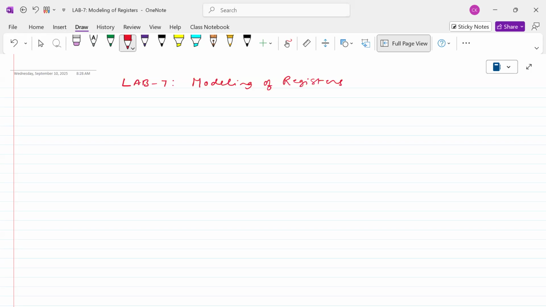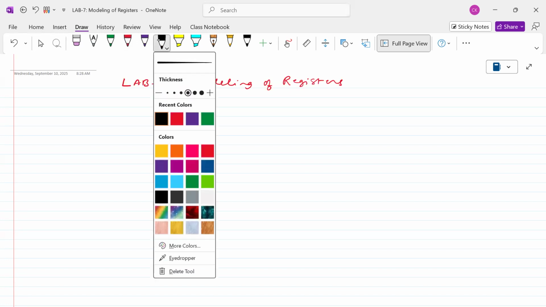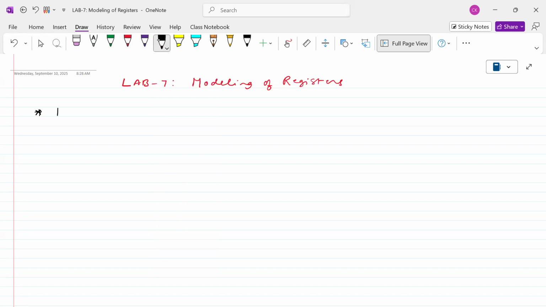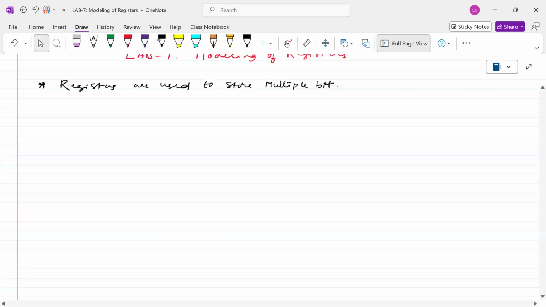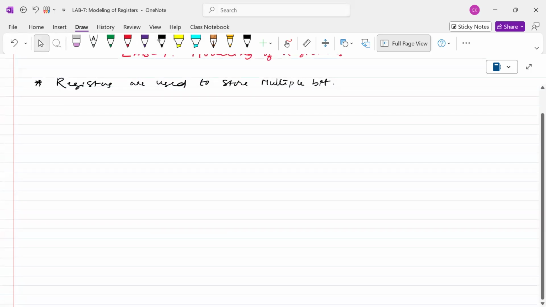Now we are going to store a set of bits. So we call it a register. Registers are used to store multiple bits, not a single bit. Multiple bits can be stored.